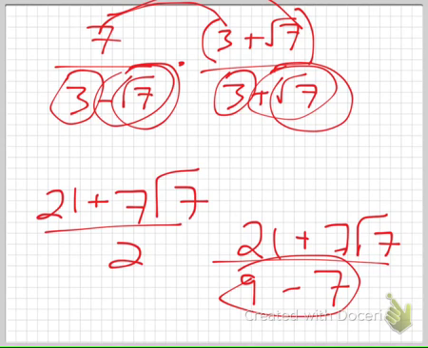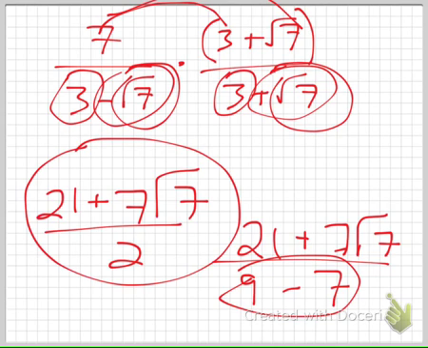Can that 2 be reduced by everything up there? No. Therefore, we are done. How many of you got 21 plus 7 times square root of 7 over 2? Does it make sense? Try another one.